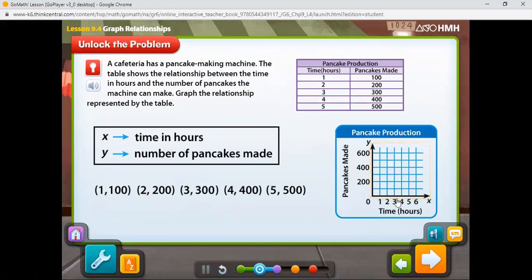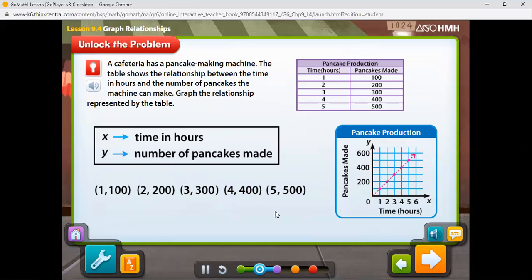Then next is 3, 300. So 3 is here, go up in the line. And where is 300? Where these two meet, you put a point. So like that, if you draw the graph and then join the points, you will get a graph like this. What pattern do you notice in the graphed set of points?